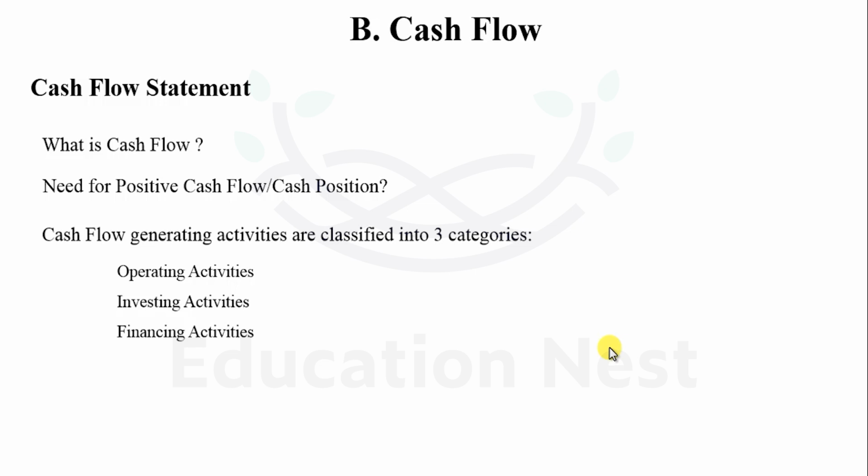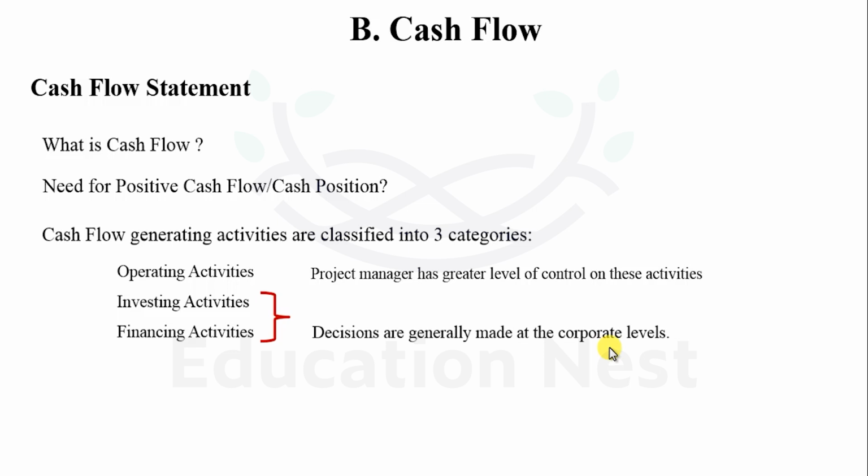So we'll go in depth for each of them. But remember one thing: as a project manager, you are mainly concerned with the operating activities, because this is the area of activity on which you will be able to exercise the highest level of control. Decisions with regard to the investing and financing activities are mostly taken at the corporate level.